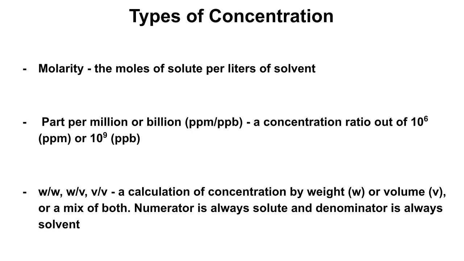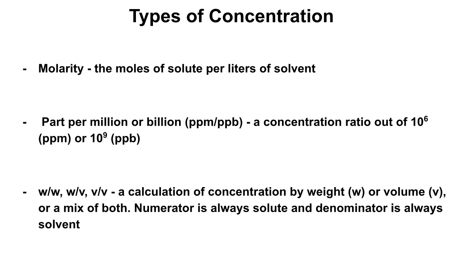Now, types of concentration. So now we're going to talk about the specific units and the types that would be included here. So we have molarity, and for molarity, you've got moles of solute per liters of solvent, and we're going to go over a general example for all of these. For the part per, meaning part per million or billion, the concentration is a ratio out of 10 to the 6 if it's part per million, or 10 to the 9th if it's part per billion.